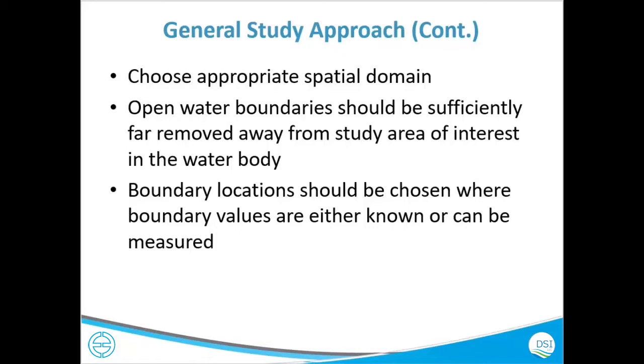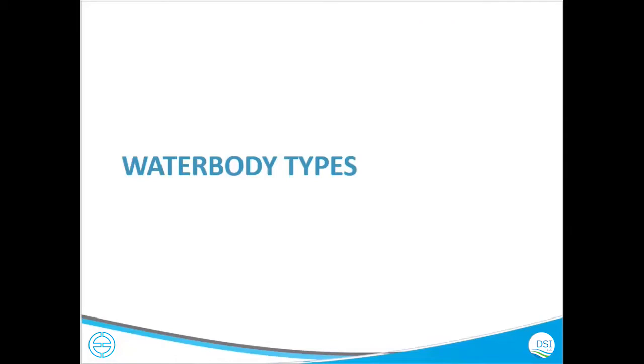In rivers, it's simple because you will have a gauge somewhere upstream, and downstream you might have water surface elevation, or you can go and take surface elevations, but coastals are usually tricky. The boundary locations should be chosen where the boundary values are either known or can be measured. And in coastal systems, you can have harmonic constituents of a tide and then create a series from those constituents.